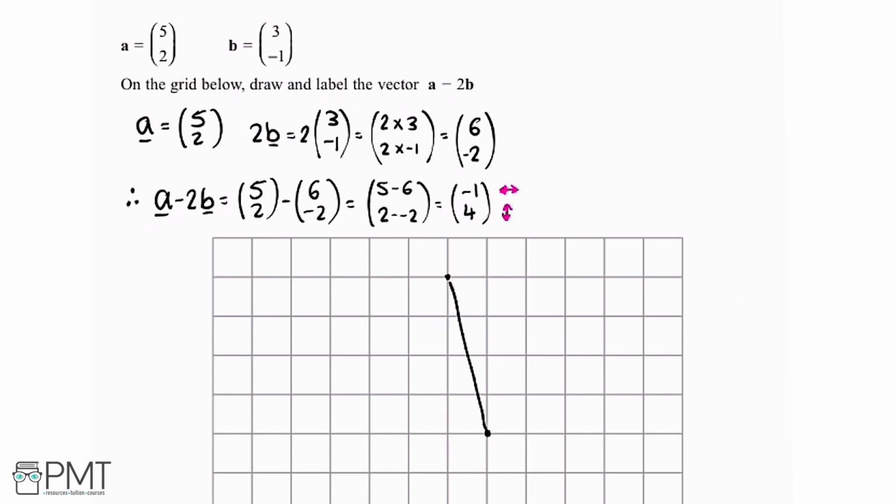So if I join those up to create our vector and draw an arrow so we see the direction we're going in, and label that A minus 2B. And we get our first mark for this part working here, second one for getting the vector minus 1, 4, and the third mark for drawing the vector on the grid.